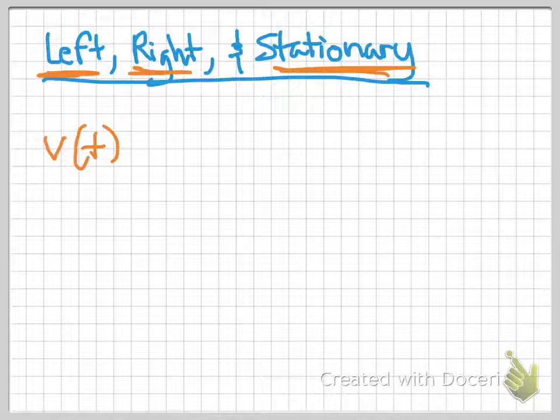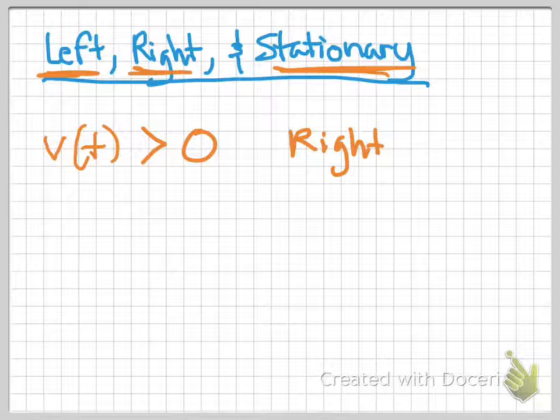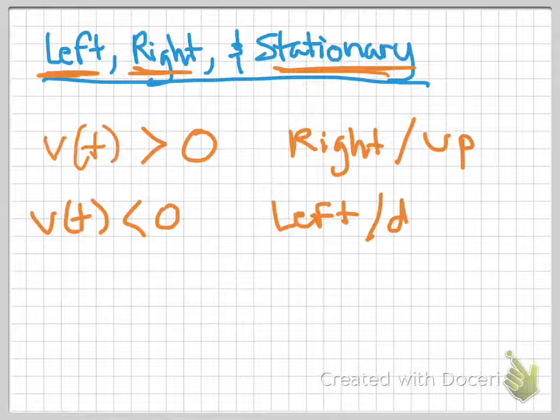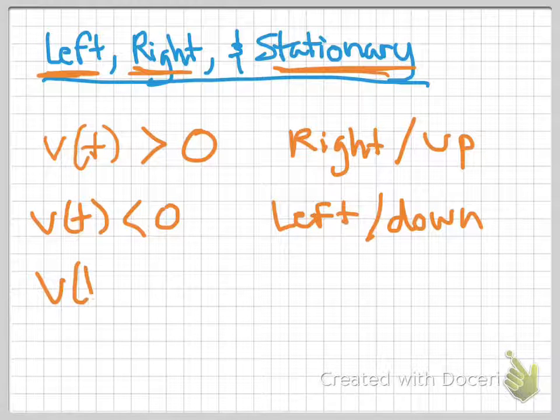So if velocity is positive, if it's greater than 0, it's a positive number, then we know the object's moving to the right. Or if it's an object that's going up in the air and down in the air, up and down, then we know the object's moving up. So positive velocity means a right motion or an up motion. Negative velocity, when velocity is less than 0, refers to an object going to the left or going down. And then the only other possible case is what if you get velocity equal to 0, and if velocity is actually equal to 0, then we know the object is stationary.